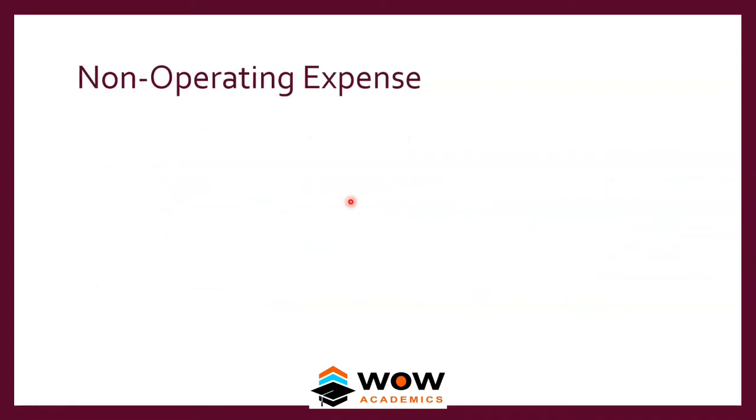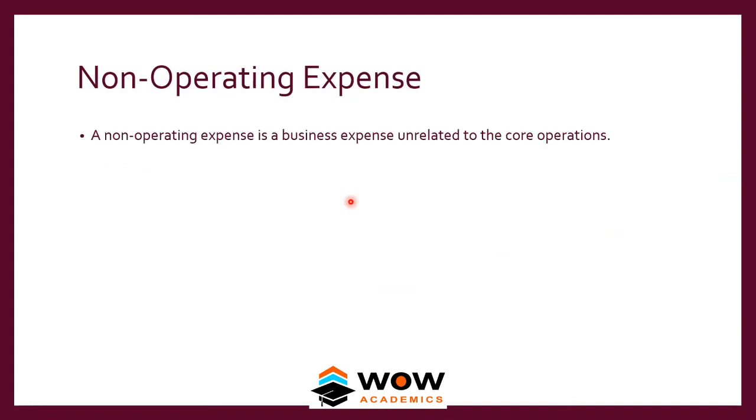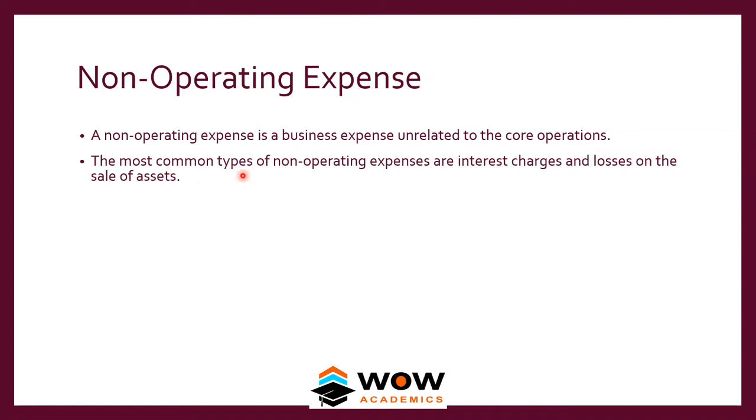So now we look at non-operating expenses. A non-operating expense is a business expense unrelated to the core operation. So it's not related to the core operation. In a car manufacturing company, these expenses are not related to the manufacturing of cars at all, or any relation to the car concept at all. The most common types of non-operating expenses are interest charges and the losses on the sale of assets. So these are the usual non-operating expenses.